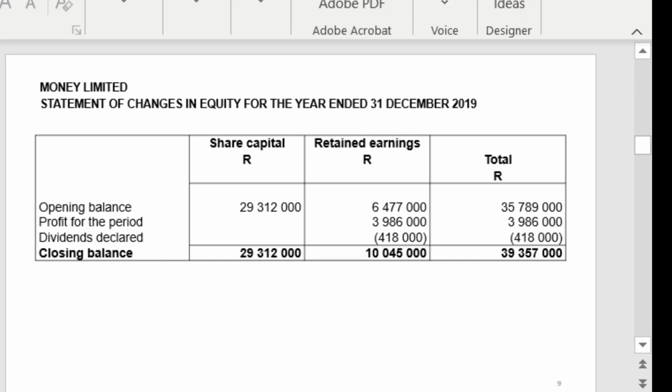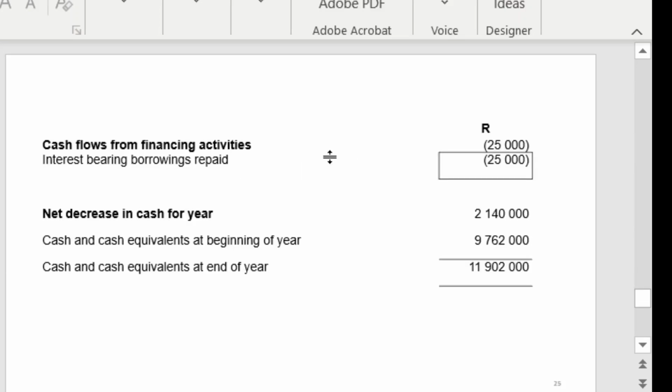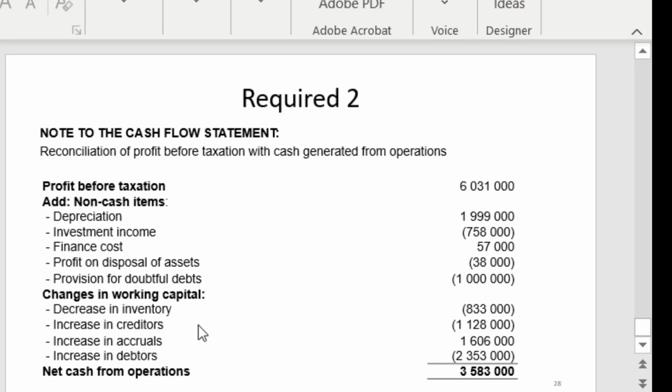So the disclosure will only be interest bearing when it comes to cash flow from financing activities, where we're showing the movement of what we paid, which was 25,000. And the cash for the year movement resulted in a net decrease of 2,140,000. Lastly, let us look at the reconciliation, the note to the cash flow statement, which was required.